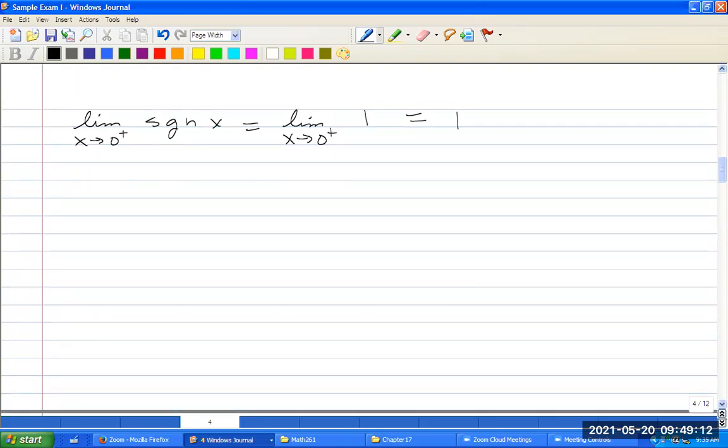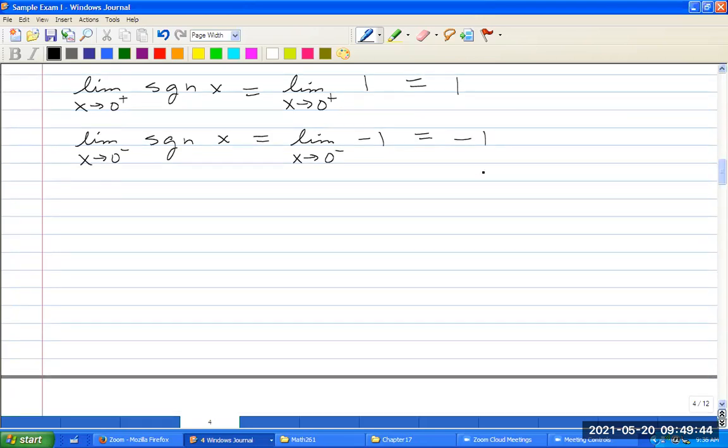Let's look at the limit as x approaches 0 of the sign of x. So we're approaching here from the left. Well, if x is less than 0, then the sign is always equal to negative 1. Limit of negative 1 is just negative 1. Now the left and right side limits are not equal.